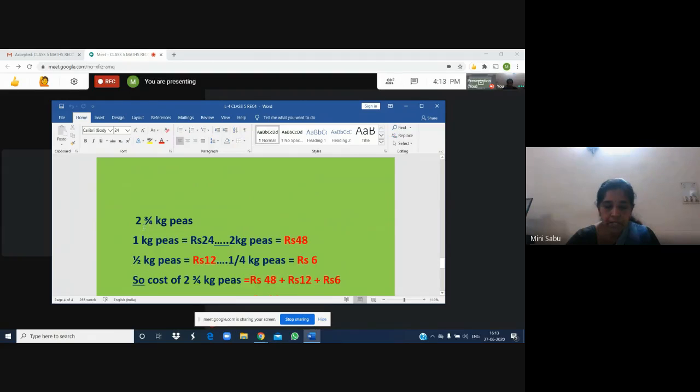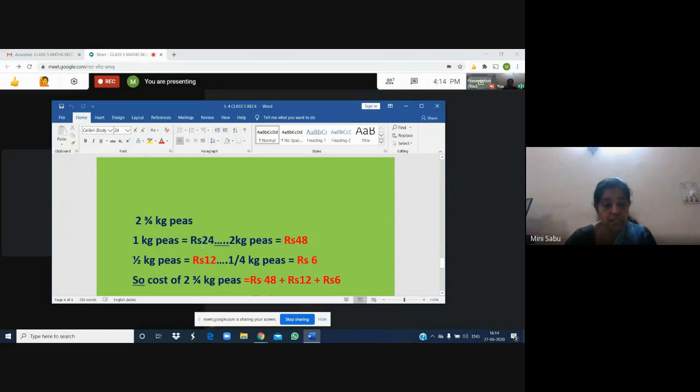Now this method you have to understand: how to find out 3/4. To find out 3/4, we will find out the price for half, then we will make it half again and find out for 1/4. Then we will add 1/2 and 1/4 together. We will get 3/4. Got it? So 1 kg is 24, 2 kg is 48 rupees. You know it.